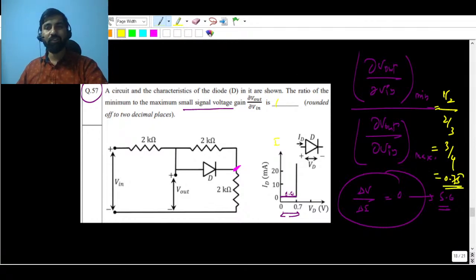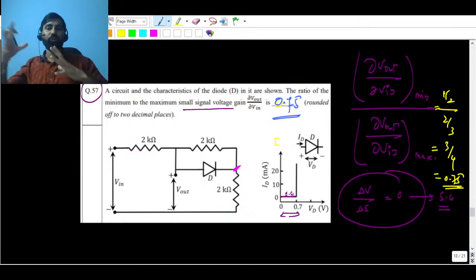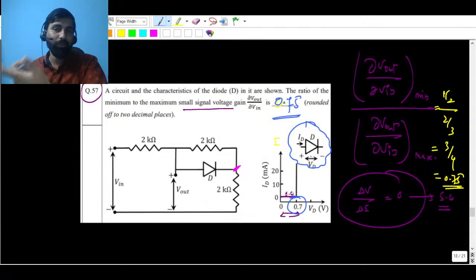So this question can be done within 10 to 15 seconds. Just to explain you, I have taken this much time, otherwise it is very easy, right? So your small signal gain is dependent upon what? These resistances, right? Don't worry about this 0.7 and all. After all, this is an ideal diode. So this ideal diode can be replaced by short circuit or open circuit depending upon the status of the diode.